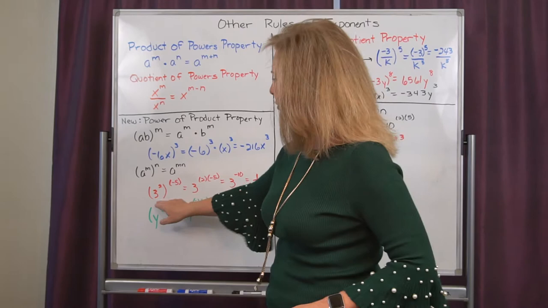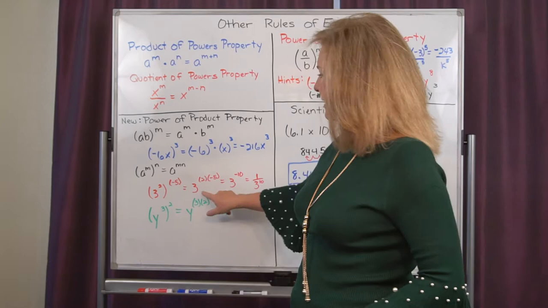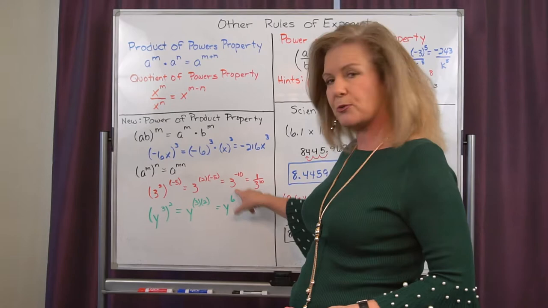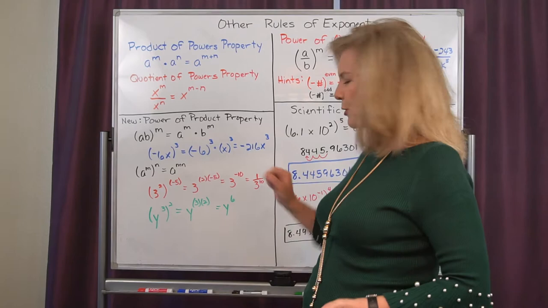If I had 3 to the second power raised to the negative fifth power, then I would take 3 to the 2 times negative 5, which becomes 3 to the negative 10. And then I know if I have a negative exponent, I take the reciprocal and that exponent follows it. So I get 1 divided by 3 to the 10th power.